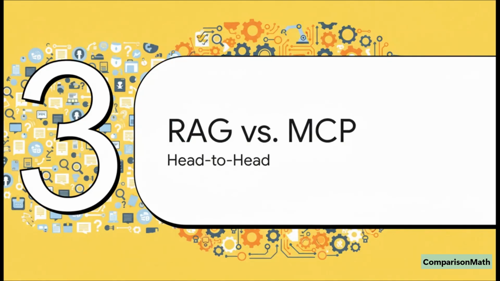All right, so we've got RAG for knowing, and we've got MCP for doing. Now let's put them in the ring, side by side, so we can really get a feel for what makes each one tick and where they fit in the grand scheme of things.